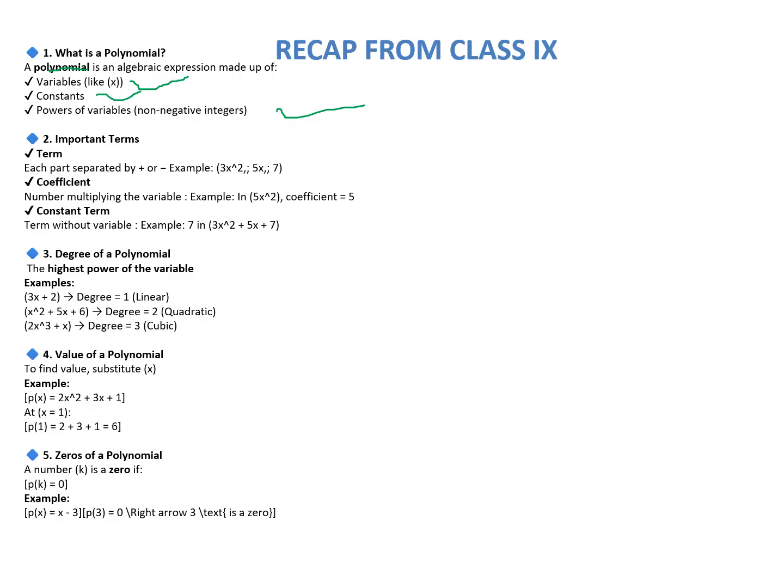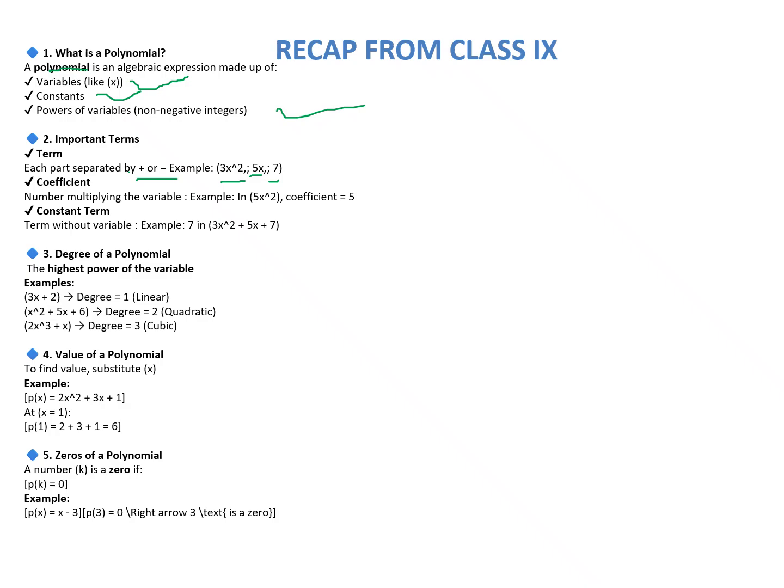We'll understand some of the important terms. So each part is separated by plus and minus, which means that each part is treated as a term here. So 3x to the power 2, 5x and 7. These are the three different terms which we need to know when we are clearly defining a polynomial. We'll understand the concept of the coefficient.